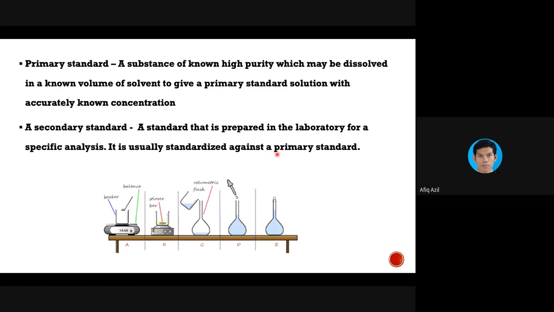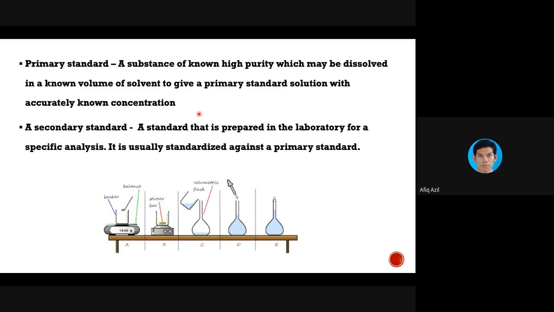So a primary standard is a substance of known high purity, which may be dissolved in a known volume of solvent to give a primary standard solution with accurately known concentration. And a secondary standard is prepared in the laboratory for specific analysis, usually standardized against a primary standard.